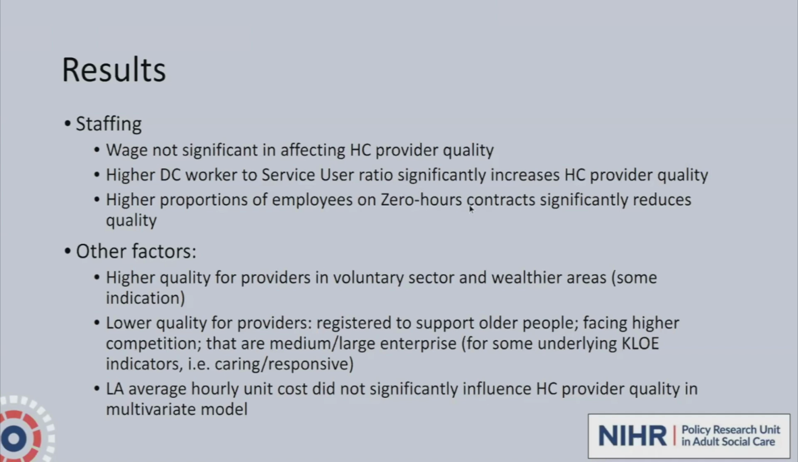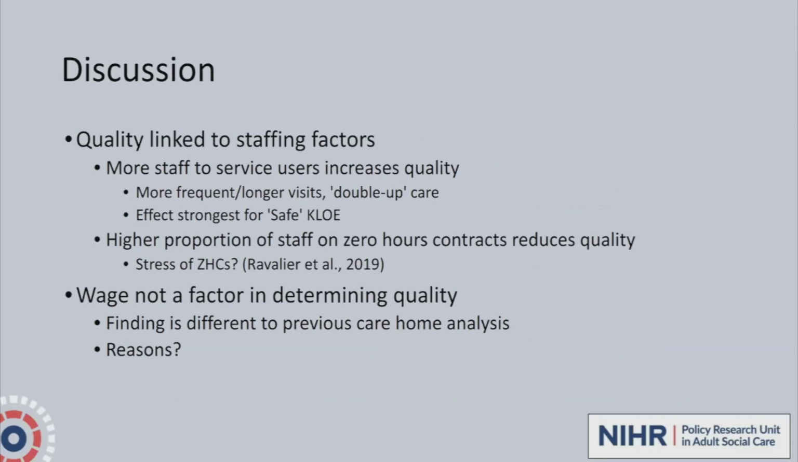Okay, in terms of a discussion around those staffing factors, we found that quality is linked to them. More staff to service users increases quality. That makes sense in terms of, for example, more frequent or longer visits being enabled, and the potential for double-up care for those who need two carers to support them safely. The effect of the staff to service user ratio on the likelihood of higher quality is strongest for the safe key line of inquiry.